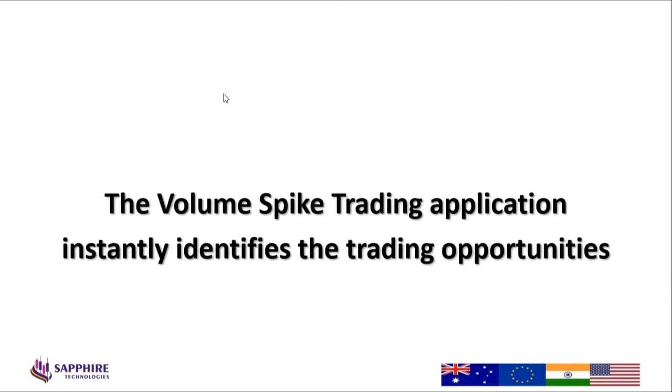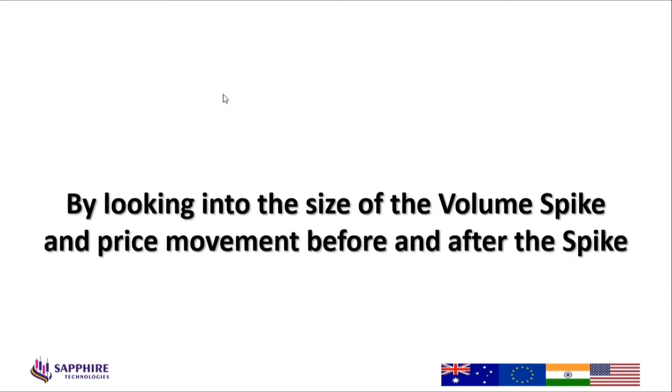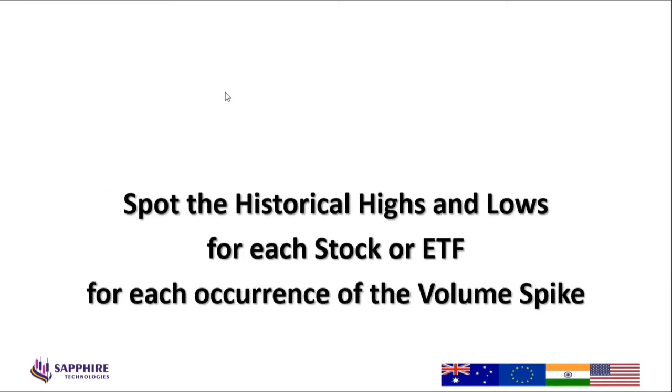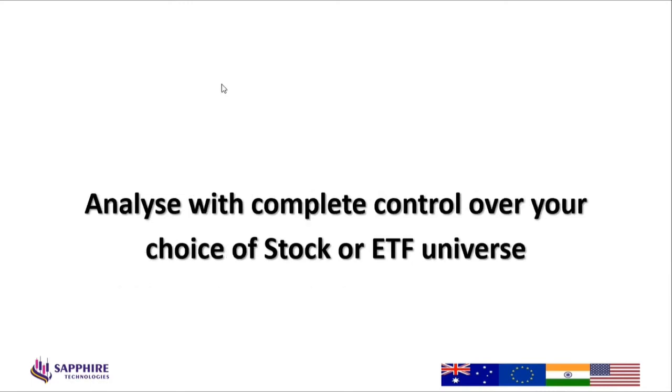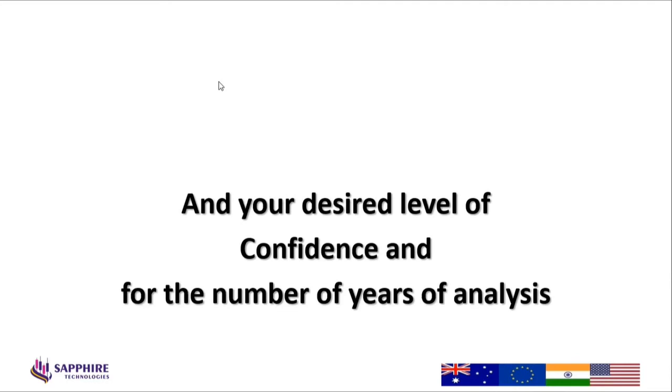It identifies the trading opportunities by looking at the size of the volume and the price movement before and after the spike, and it also spots the historical high. So what happened after the spike, how far it went up or how far it went down for each occurrence of the volume spike. And you can have complete visibility of everything that had happened for the stock after there was a volume spike. And you can search for your level of confidence.